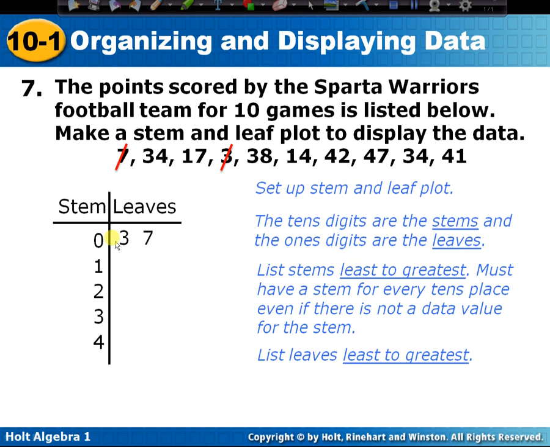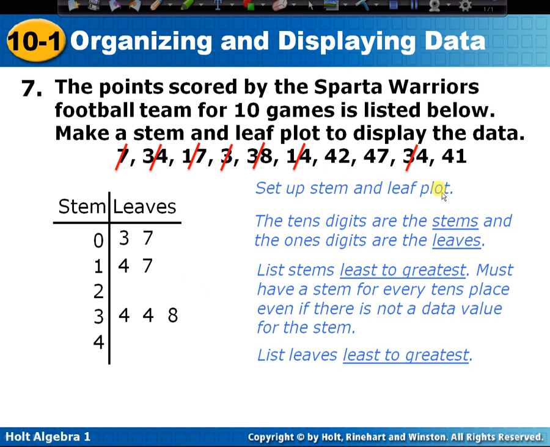So we're going to fill in, for the 0 we have 3 and 7, so they're going to be least to greatest, 3 and 7. For our 1s we have 17, 14, so we're going to list those least to greatest, so we're going to say 4 and 7 for 14 and 17. We don't have any 2s, but again we don't want to leave that blank, so we put the 2, we're just not going to have any leaves to go with it. Our stem for 3 we have 34 and 38. And another 34. So we're going to list those least to greatest. So we're going to say 4, 4, and 8 for 34, 34, and 38.